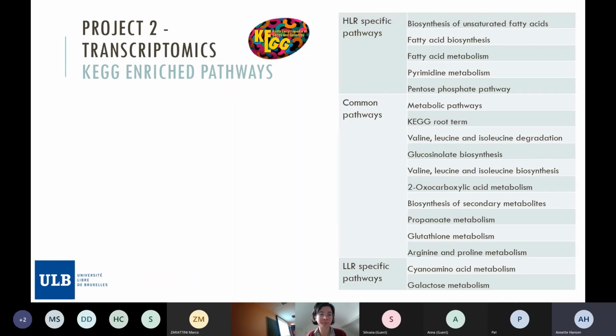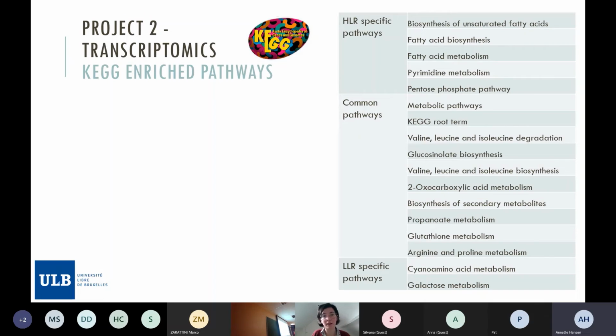So I also checked KEGG, the Kyoto Encyclopedia of Genes and Genomes, to see which pathways are significant. Again, I divided them according to the phenotype. So specific for the high number of lateral roots phenotype, specific for the low number of lateral roots phenotype, and common to the three phenotypes.